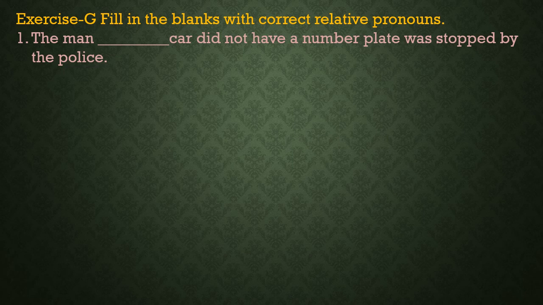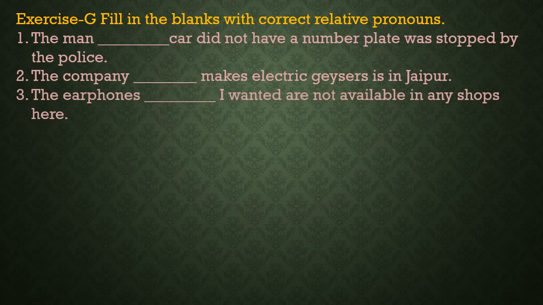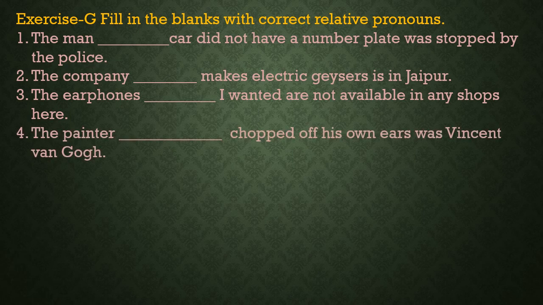Number 2, the company dash makes electric geysers is in Jaipur. Number 3, the earphones dash I wanted are not available in any shops here. Number 4, the painter dash chopped off his own ears was Vincent van Gogh. So we need to see what kind of relative pronoun can be written in these blanks.